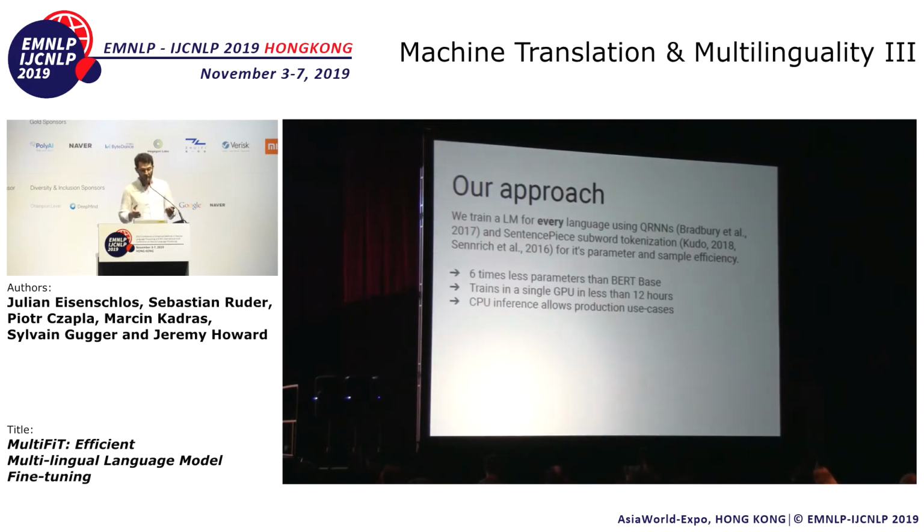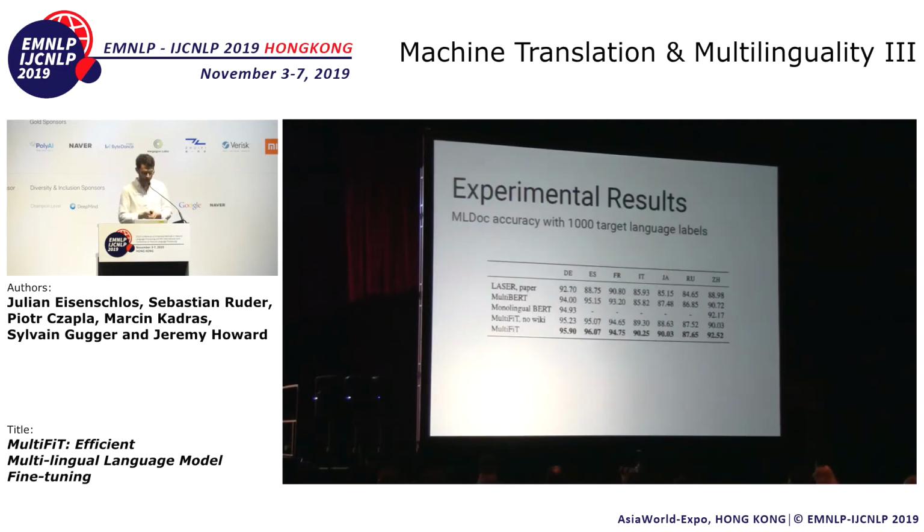So one of the good things about this approach is that it uses 6 times fewer parameters than something like BERT-base, so the smallest BERT. And also, it trains really quickly. So you can train one of these language models on Wikipedia for the languages that we tested in more or less less than 10 hours. Also, CPU inference is pretty fast, so you can use this in production without much problem, which we think is very important for applications.